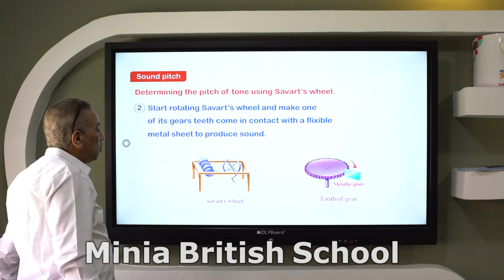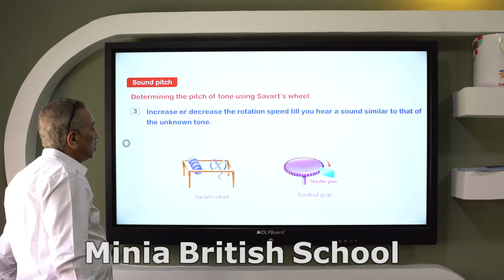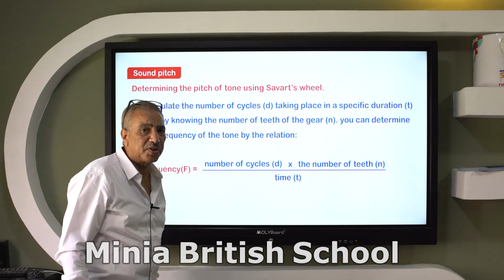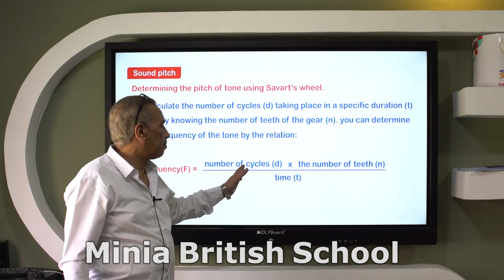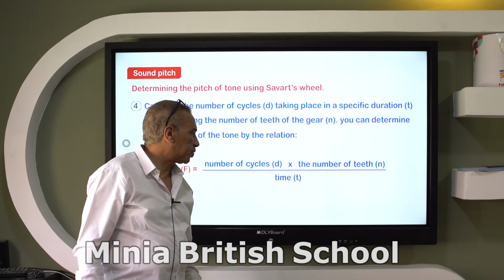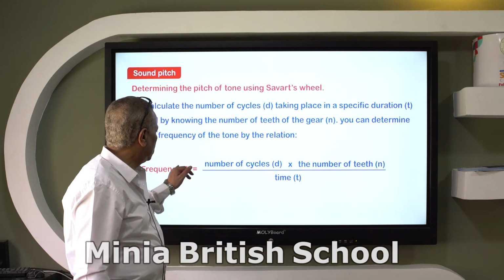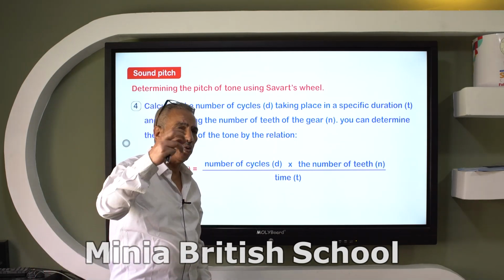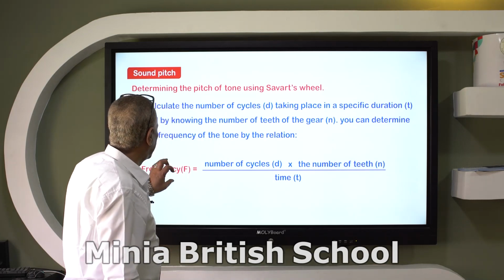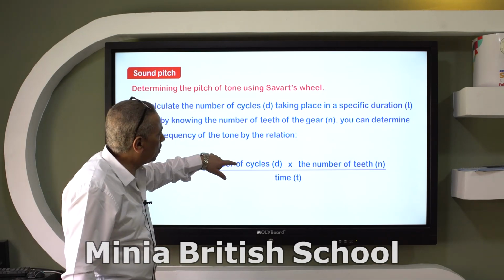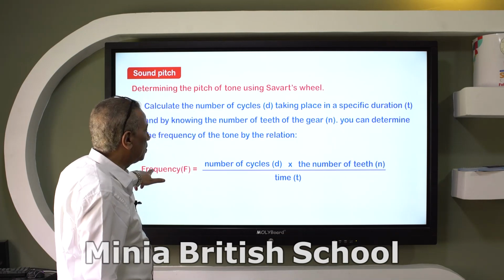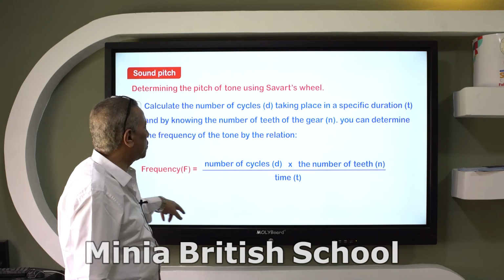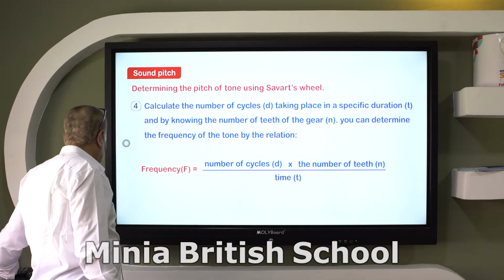But it's a very important rule, which is, if you want to get the frequency in the case of the Savard's wheel, it will equal the number of cycles times the number of gear teeth over the time. 1, 2, 3, 4 factors. You will have in the problem 3 of them to get the 4th one. So the frequency is directly proportional with the number of cycles, directly proportional with the number of gear teeth, and inversely proportional with the time.